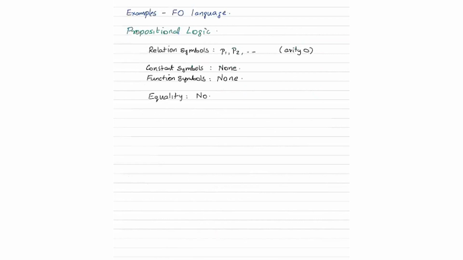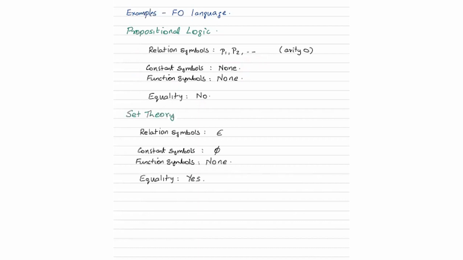Examples of first order language, for instance, propositional logic. This is an example of a first order language. What are the relation symbols? You have these propositions which are relation symbols, and the arity is 0. If you take a relation symbol with arity 0, it's basically a proposition. It's either true or false. Do you have constant symbols? Of course, no. Do you have function symbols? No. And do you have the notion of equality? No. So you only have relation symbols of arity 0. That is what propositional logic is. I'm not talking about the quantification, which of course you don't have, but in terms of the FO language itself, this is how you would define propositional logic.